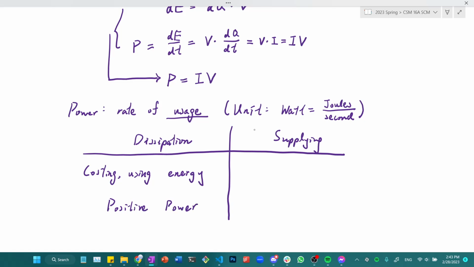But when a component is supplying energy, the circuit is gaining energy. Power is the rate of usage, but I'm gaining energy instead. So when a circuit component supplies energy, you'll get a negative power from that component. That's because it's not using energy.